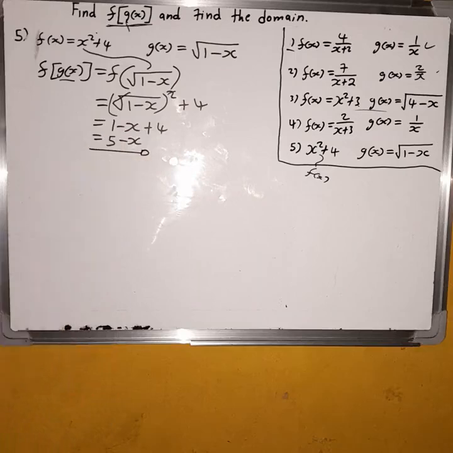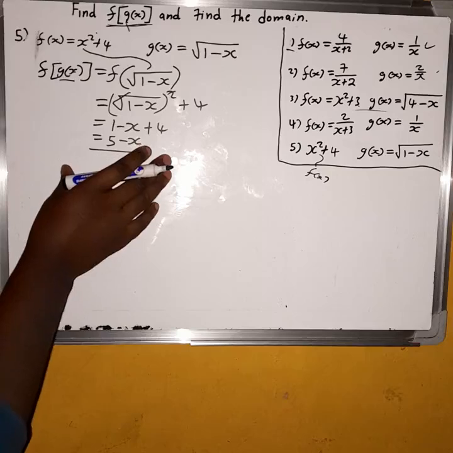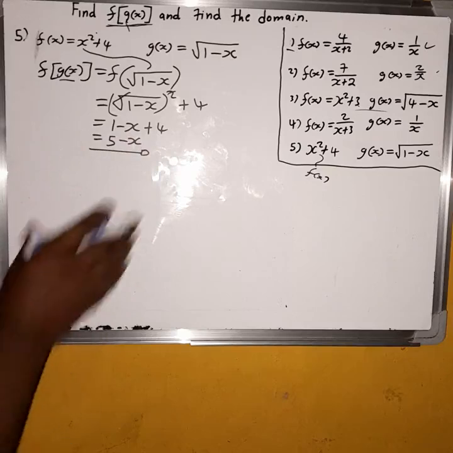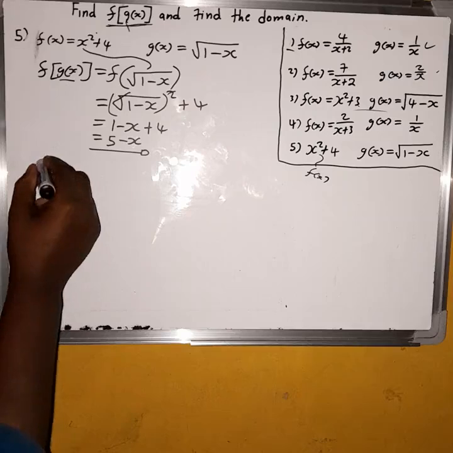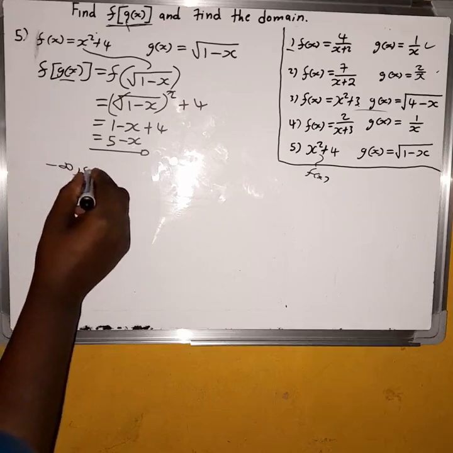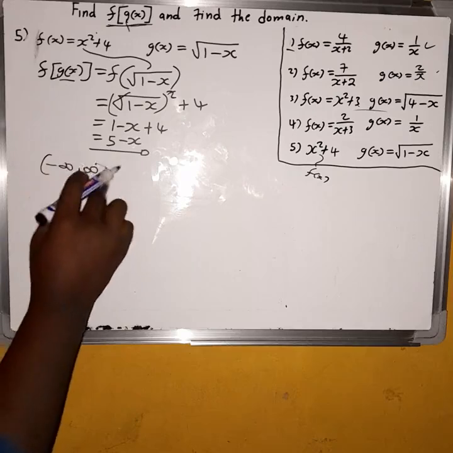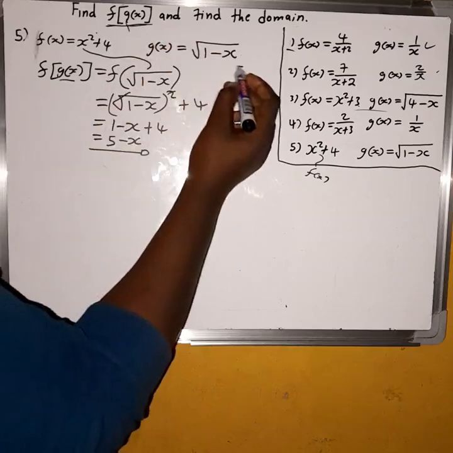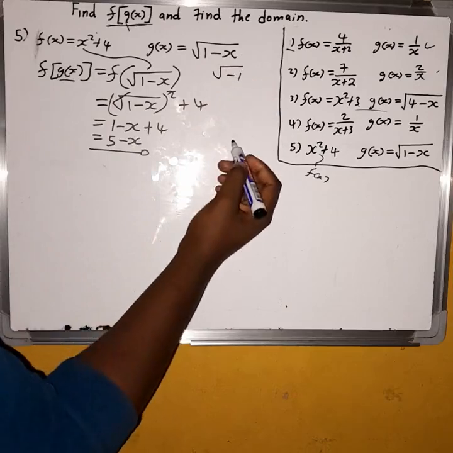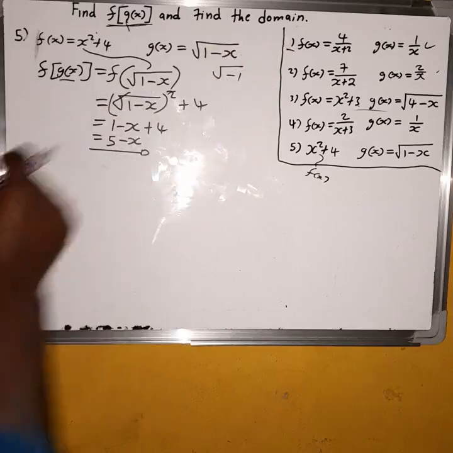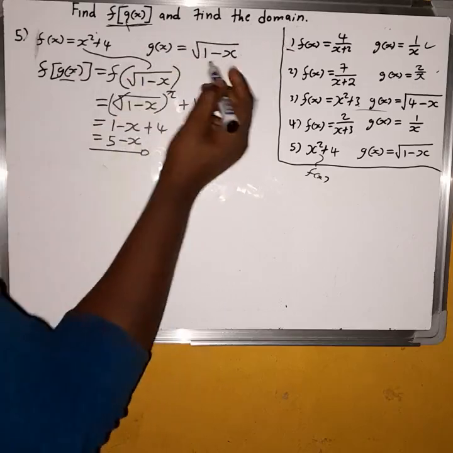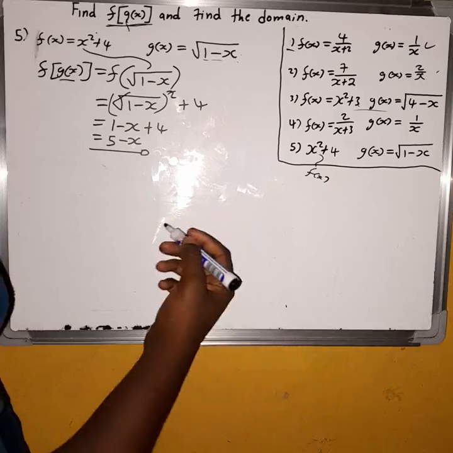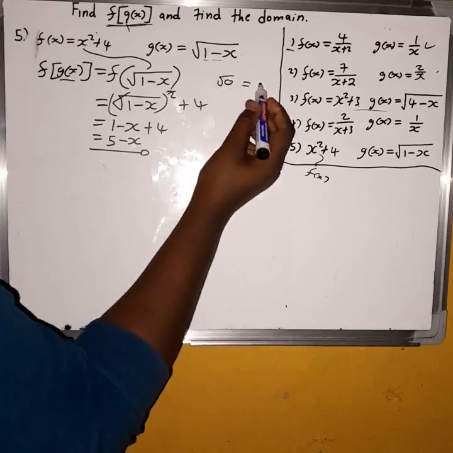This is a polynomial, it is not restricted. There is no restriction here either way. Since this is a polynomial, it will be from negative infinity to positive infinity. The domains here are not restricted, but here we don't know. We have a radical. We're supposed not to have negatives, right? So the expression inside here must always be greater than or equal to 0, because the square root of 0 is 0.